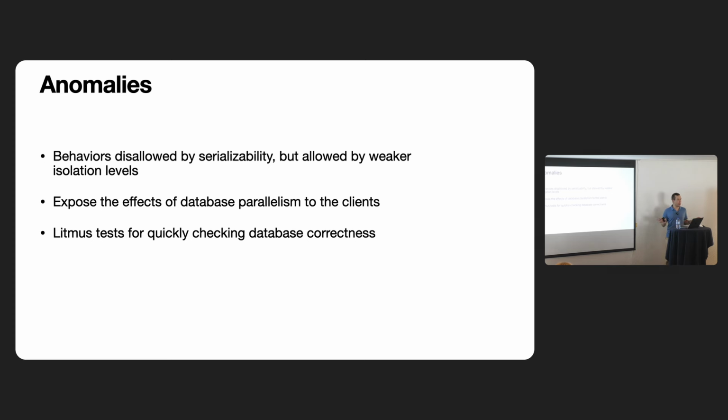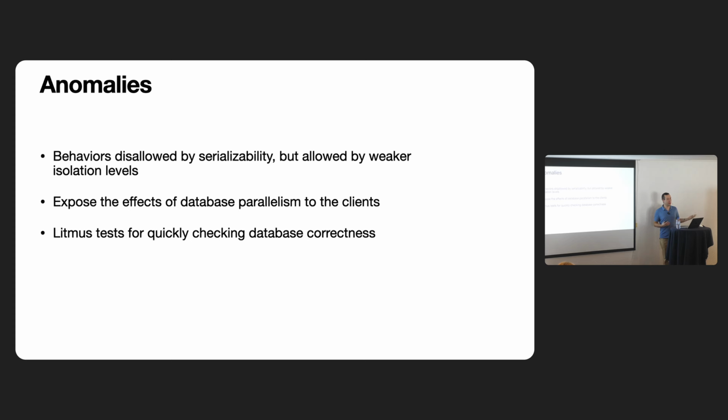At first I will not talk about anything weak. I'll just go over these examples and we'll check why serializability doesn't allow them. And I'll ask you to explain to me why two-phase locking doesn't produce them, right? So you'd better understand the algorithm. These anomalies usually expose the effects of database parallelism to the client.